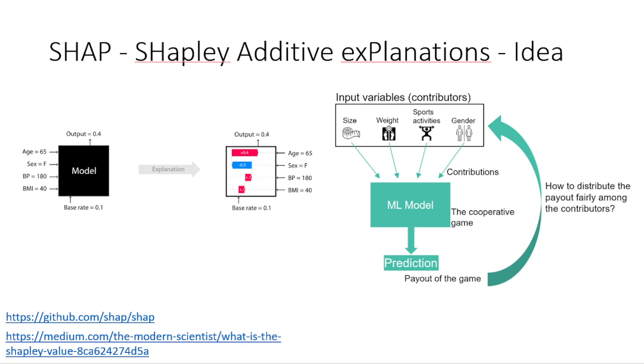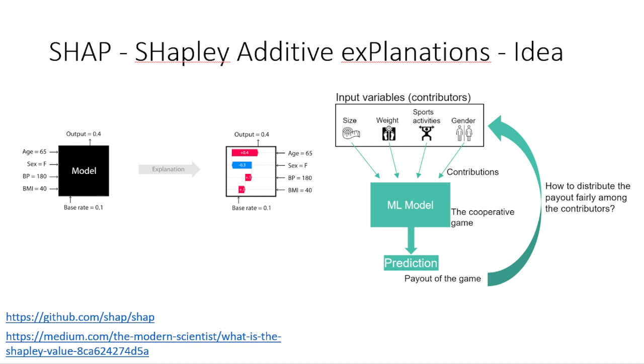SHAP, which stands for Shapley Additive Explanations, is a methodology whose essential idea is to give credit equally to all participants that contributed to a result. Let's say we have a model with the inputs of age, sex, blood pressure, and BMI, and we get an output of 0.4. Let us say that this output is probability to get breast cancer. This is wonderful. The model has done a prediction.